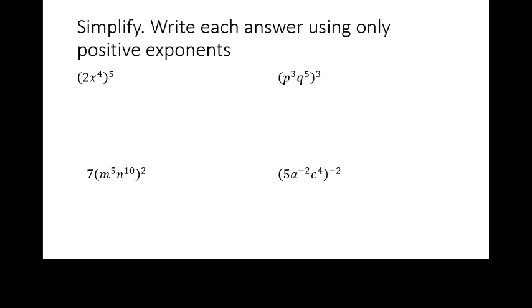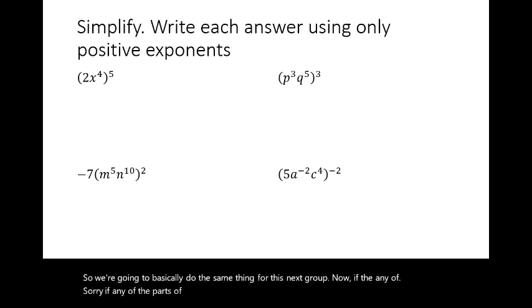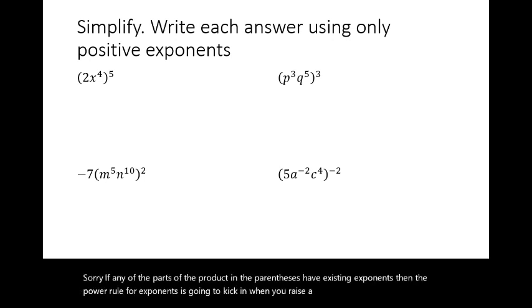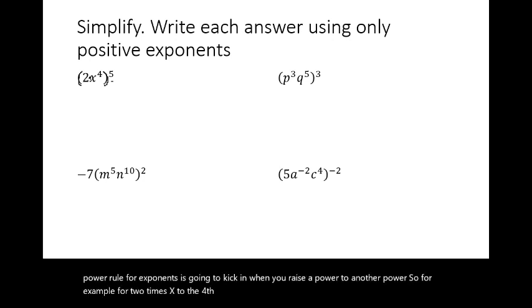So we're going to basically do the same thing for this next group. Now, if any of the parts of the product in the parentheses have existing exponents, then the power rule for exponents is going to kick in when you raise a power to another power. So for example, for 2 times x to the 4th, because all of this, including the x to the 4th, is in parentheses, all of that is being raised to this outside power 5. So what I'm going to do first is use the raising a product to a power rule to raise each part of this product to that outside power 5.